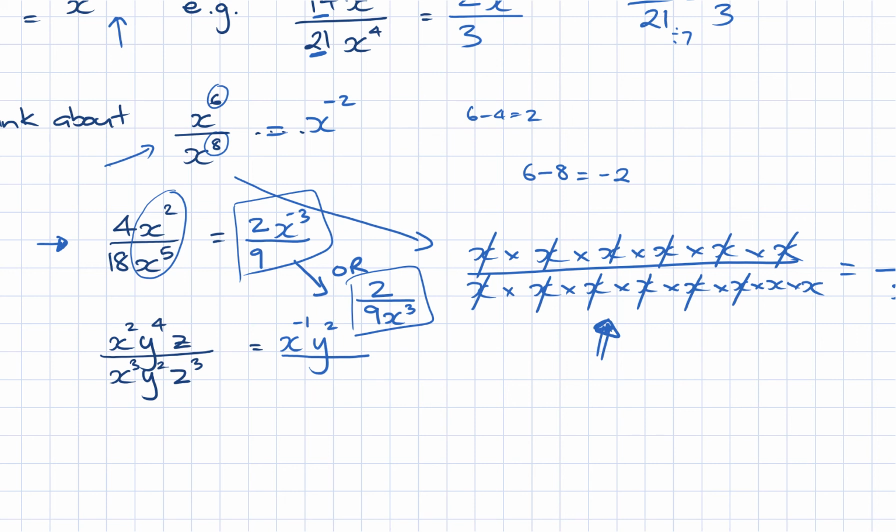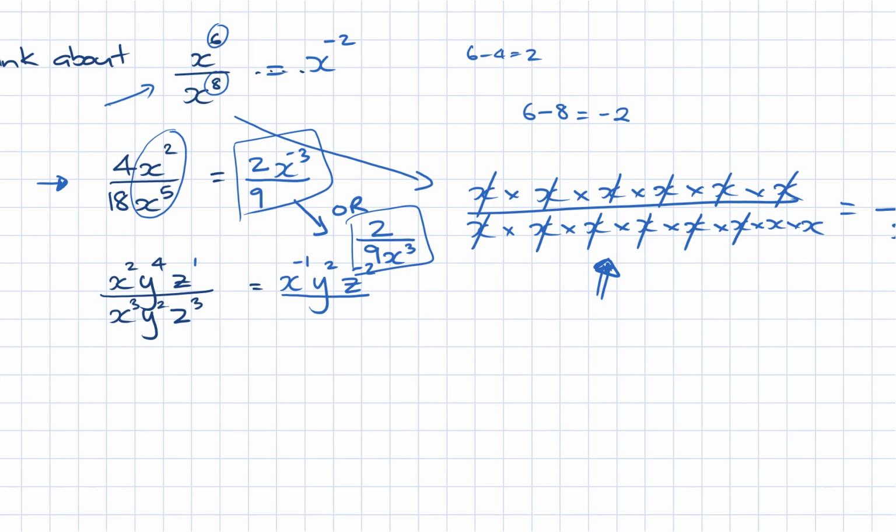So y squared. And then I've got z divided by z to the power of 3. Remember, there's a 1 there. So 1 minus 3 is negative 2. So z to the power of negative 2. So that's one way of writing it.